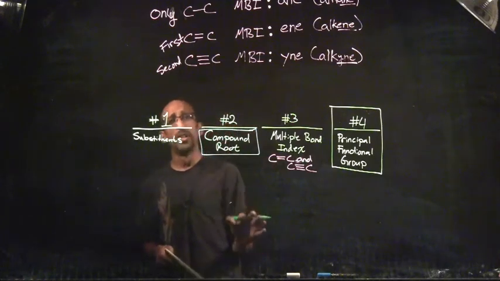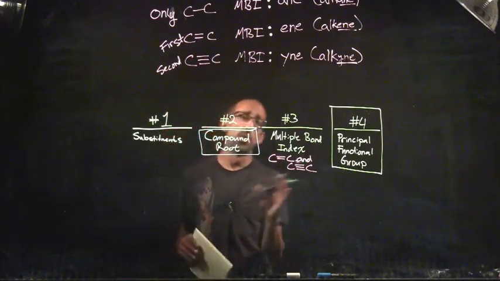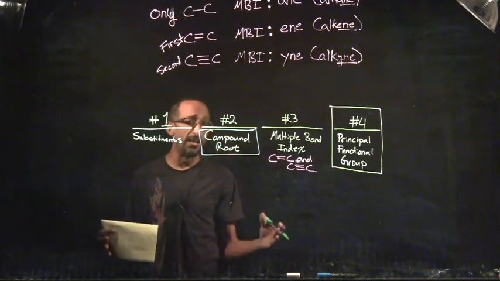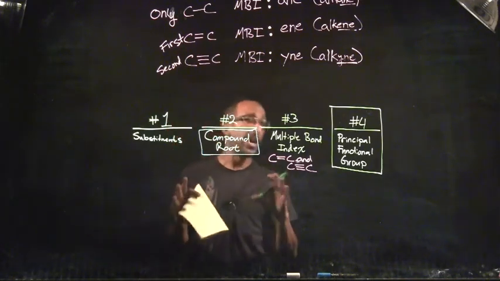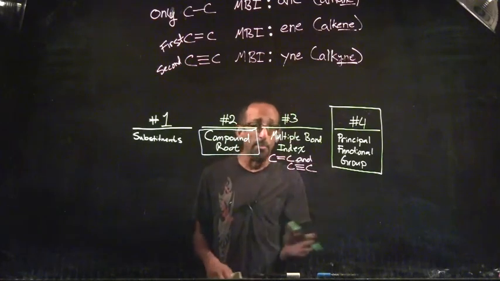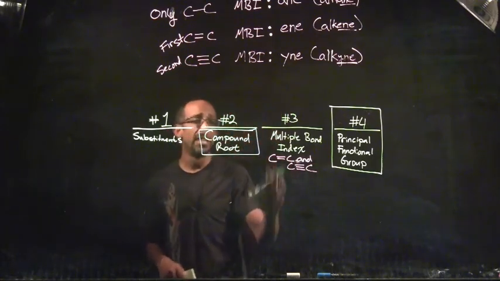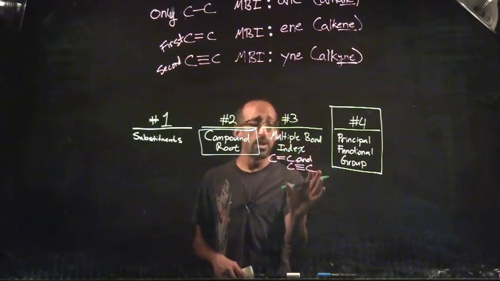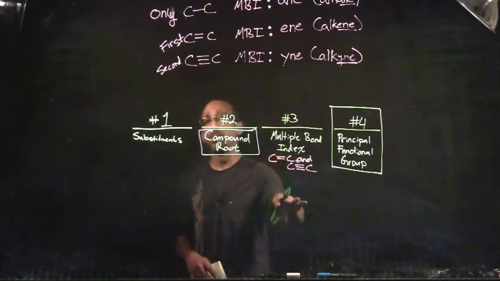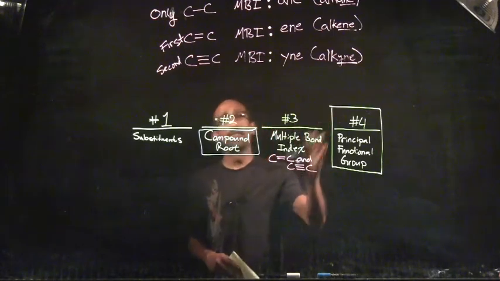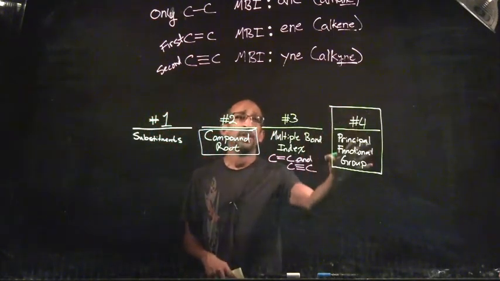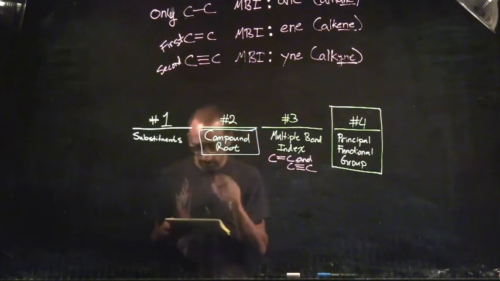So far, in the examples I've shown you, we've only looked at molecules that just have carbon atoms in there. We haven't looked at anything with heteroatoms in there. The most complex functional group we've seen is a carbon-carbon double or carbon-carbon triple bond, right? And that applies to our multiple bond index. However, once we start introducing functional groups with heteroatoms in them, our principal functional group is going to change.